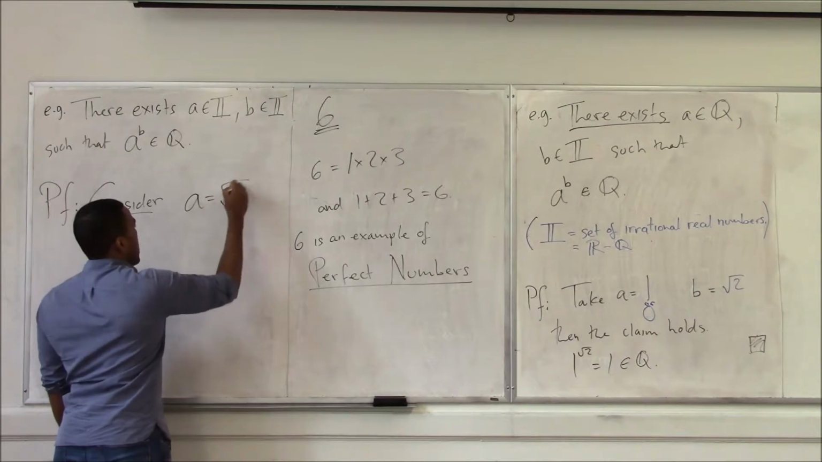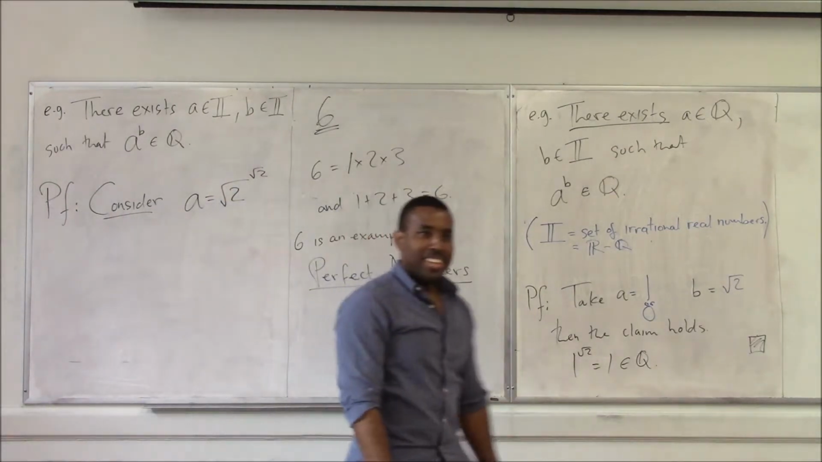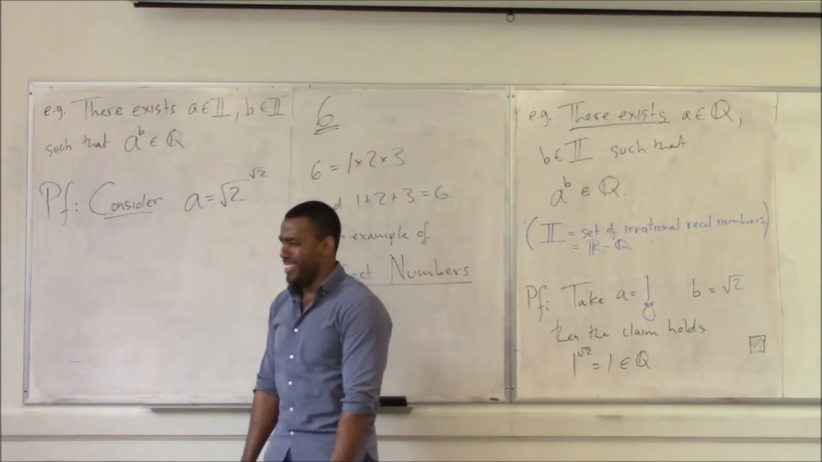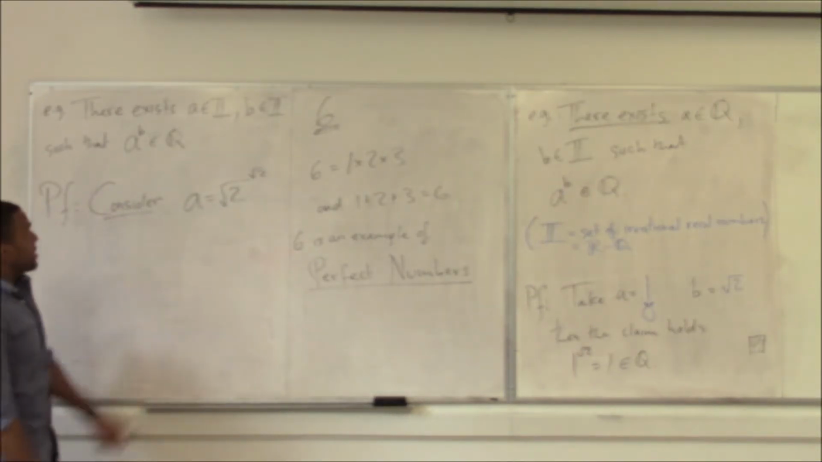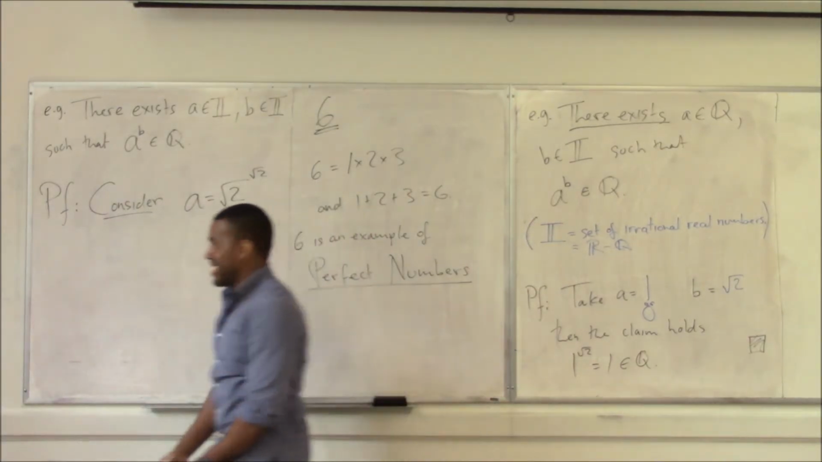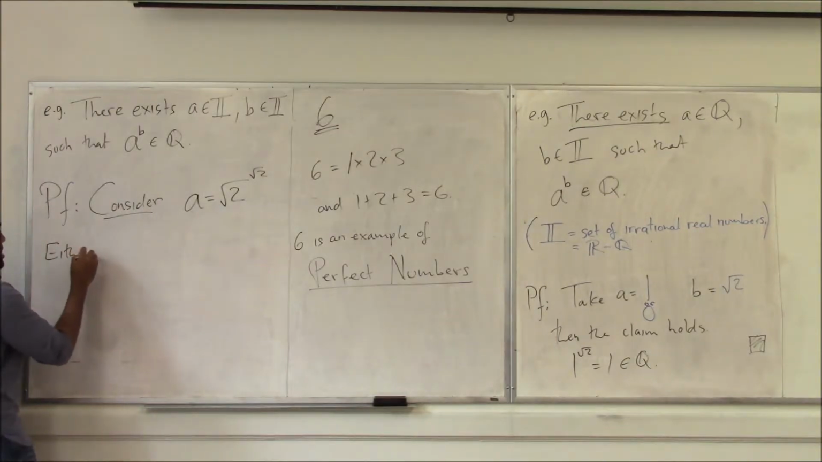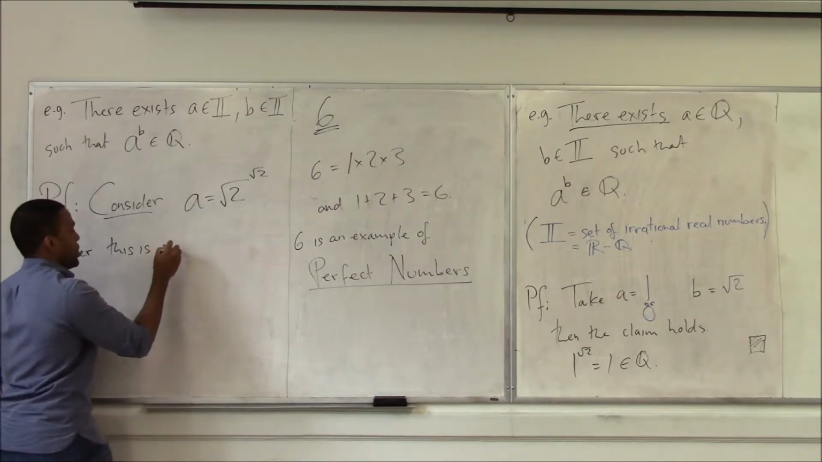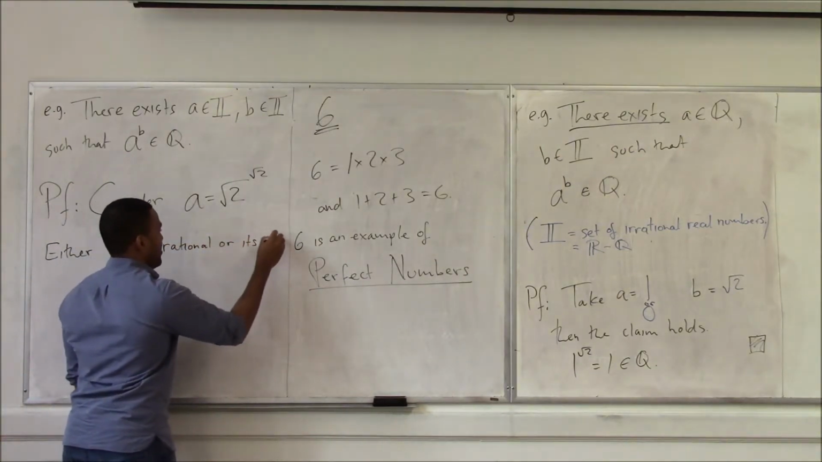But consider this number. A equals radical 2 to the radical 2. And now you're like, okay. How do I know that this fulfills the claim? Now they're going to hit you with a statement like this: either this is rational or it's not.